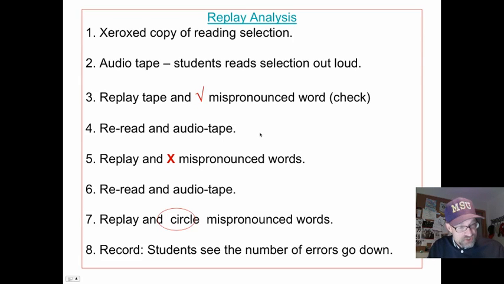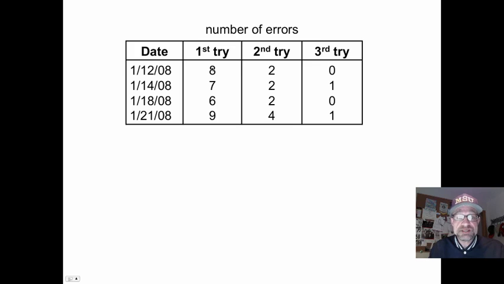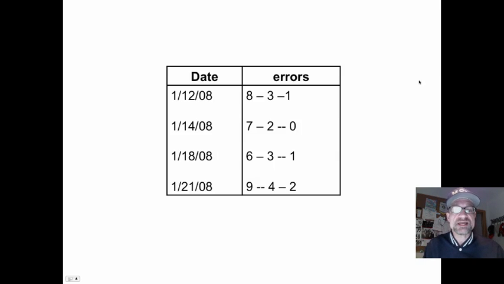You reread the same thing on the audio tape. This time you place an X on the words that are mispronounced. Hopefully there's fewer X's. And then you read it a 3rd time. This time you put a circle around the mispronounced words. Students can see the number of errors going down. 1st try, 2nd try, 3rd try. Again, a positive way to see growth, to see the numbers of errors go down as I try it. Develops reading fluency, I guess you could say, implicit way to develop word recognition strategies as well. You can also record numbers of errors like that, 7, 2, 0, etc., etc.